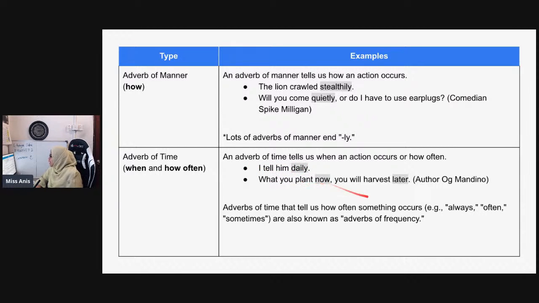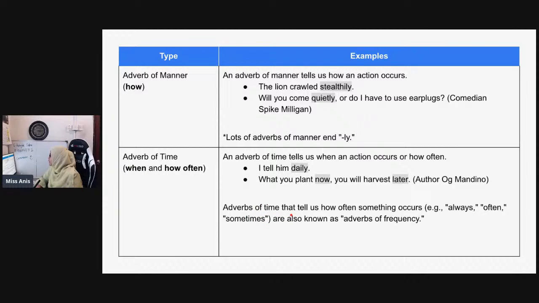What you plant now, you will harvest later. So here ada satu author ni, maksudnya lah dia buat ayat ni lah ataupun quote dia. Okay, what you plant now, you will harvest later. So apa yang awak tanam sekarang, awak akan dapatnya later. So here, I tell him daily ni, it will show how often lah. What you plant now, you will harvest later. This answer the question when.